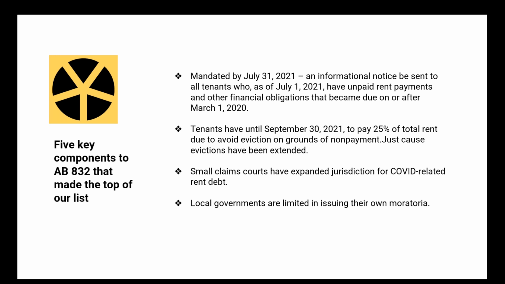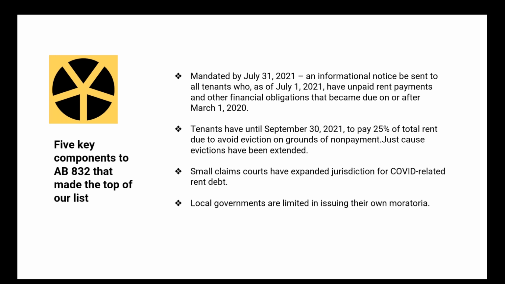Five key components of AB 832 that you need to be especially aware of. And remember, AB 832 is the third state law that addresses the COVID pandemic and landlord-tenant relationships. The most important right now for you folks who are taking this seminar is to make sure that before July 31st, you've got to send out a notification informing tenants of their rights. And if you don't have that document, at the end of this webinar, please email me and I'll be glad to send to you a template document that you can use.